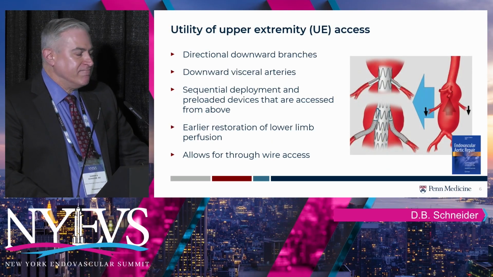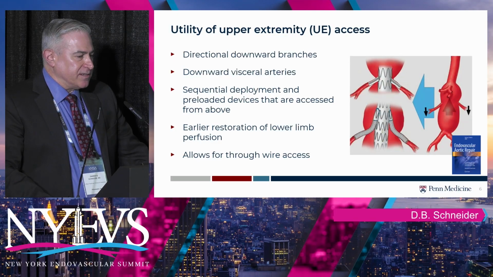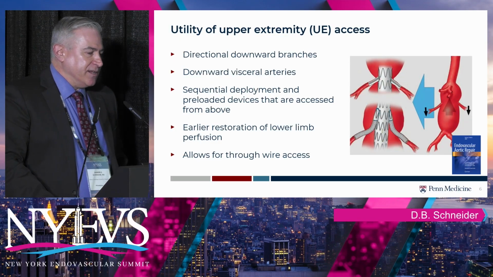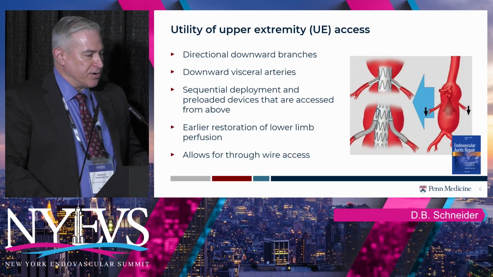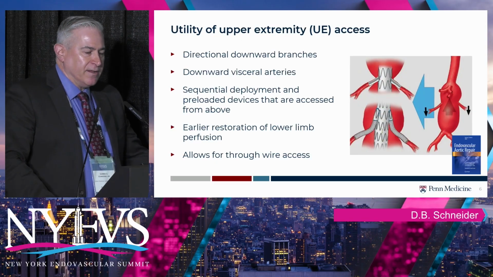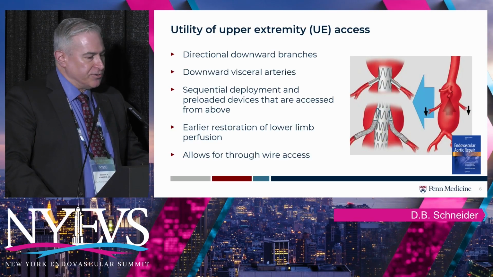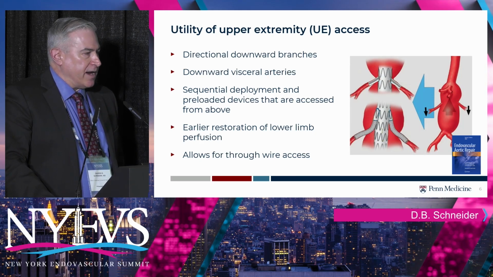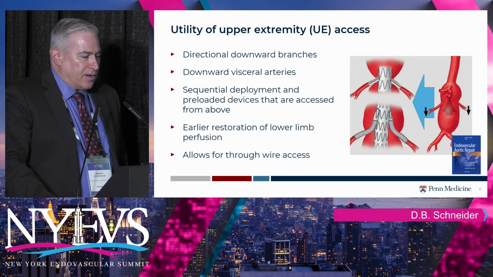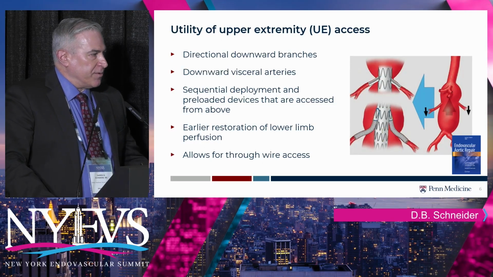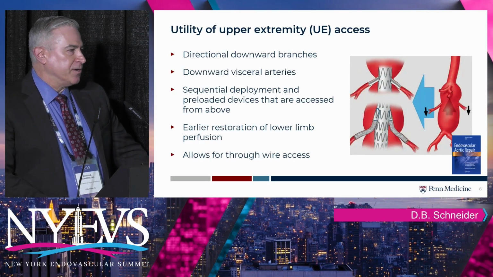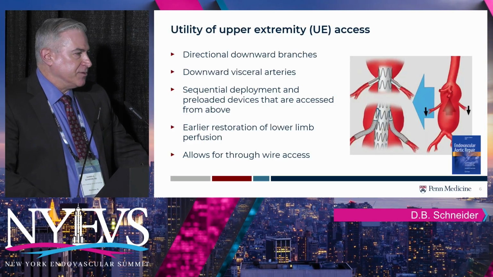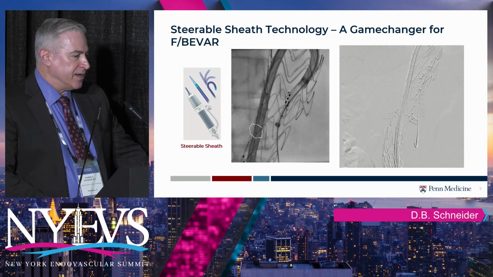In discussing upper versus lower extremity access, certainly there are some benefits from upper extremity access. It can be easier for downward going branches and downward going visceral artery targets. It enables you to do sequential deployment and to use certain preloaded devices that are accessed from above. Also, when you're working from above, you can restore perfusion to the pelvis and lower extremities earlier by removing sheaths. And it allows for through-wire access, which is sometimes useful for challenging cases.